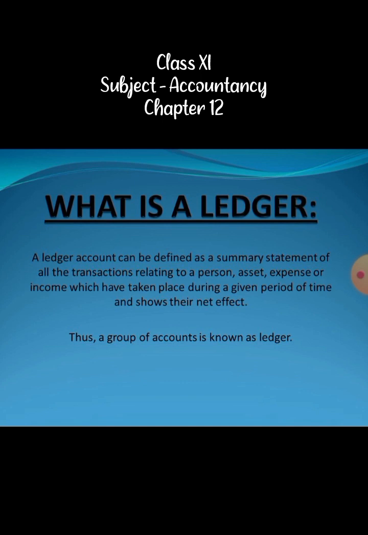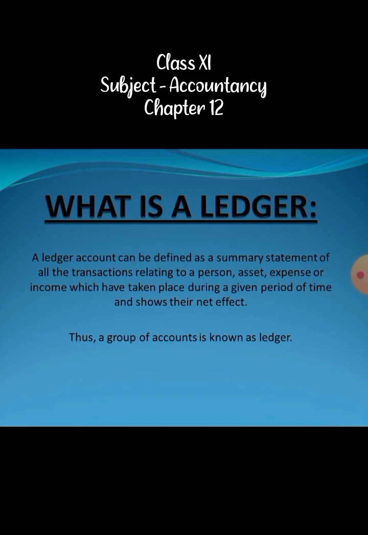Before starting the meaning of ledger, we have to recall the accounting cycle. The accounting cycle starts with a transaction happening in the business. Then we record the transaction in the journal. Then we post the transaction into the account. This process is known as the classification process. To know a particular account balance, we do posting.